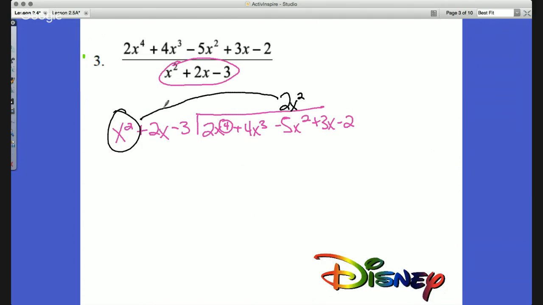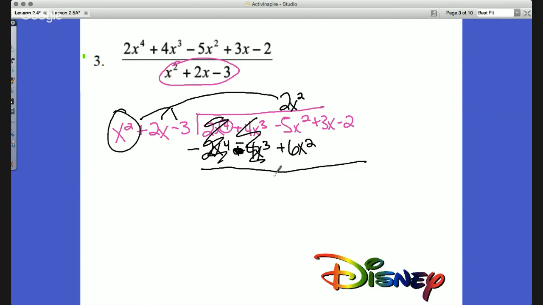Now, as I multiply this, I'm multiplying by each of these three. So 2x squared times x squared is 2x to the fourth. 2x squared times 2x is 4x to the third. 2x squared times negative 3 is negative 6x squared. And we're headed towards being done a little bit better here. We changed the sign of all three of them. Again, I can't just do it to one. I got to do it to all three. To where this one cancels, and negative 5x squared plus 6x squared is just x squared.